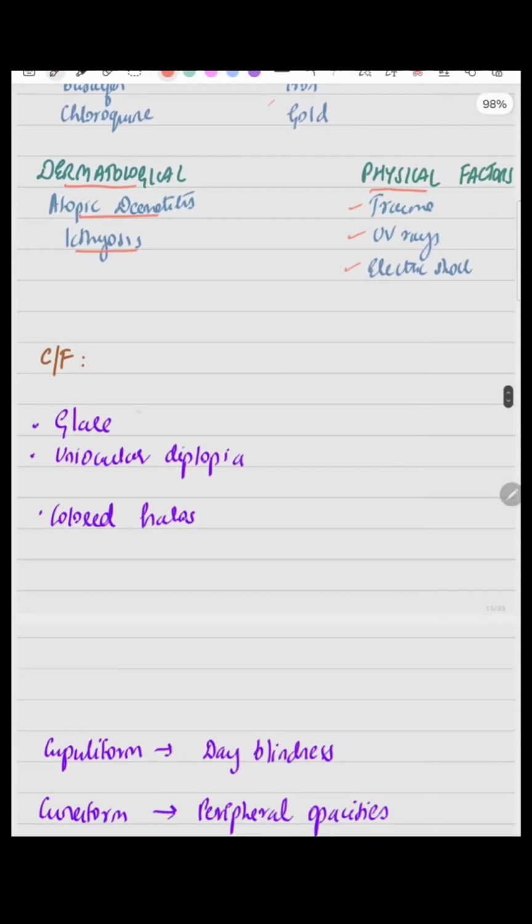Clinical features: glare, that is intolerance to bright light. This is the earliest symptom.